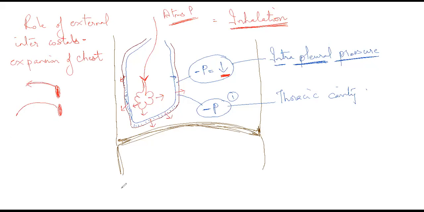Now the external intercostal muscles, what these do is, after the contraction, the ribs are seen to have moved something like this. The ribs move outwards and upwards.